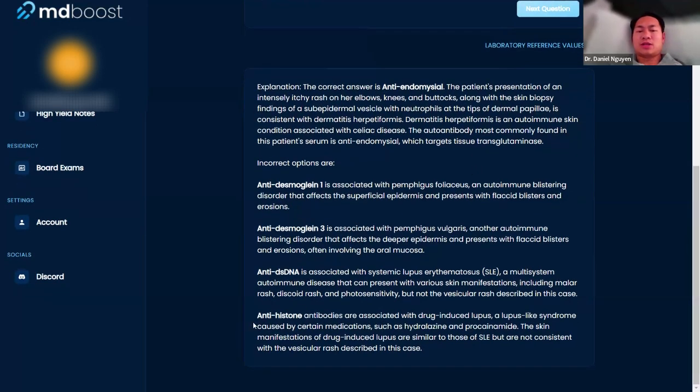But the antihistone is more for drug-induced lupus. Anti-DNA is also systemic SLE, right? Anti-desmoglein 3, like you said, is pemphigus vulgaris, right? Usually deeper in the epidermis, you get these flaccid blisters that pop and erode, and they're also inside your mouth. Anti-desmoglein 1 is another pemphigus, a blister disorder in the superficial dermis, with flaccid blisters and erosions also.